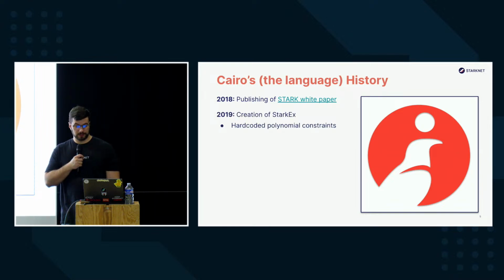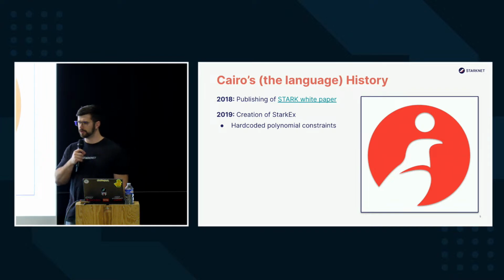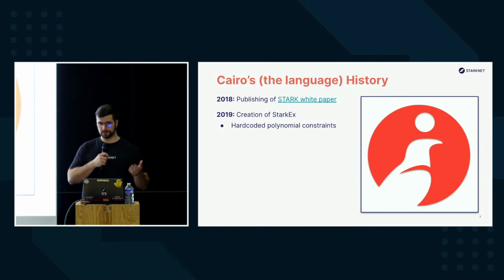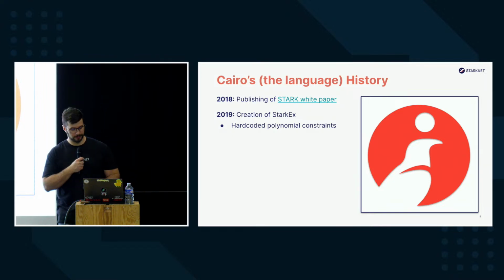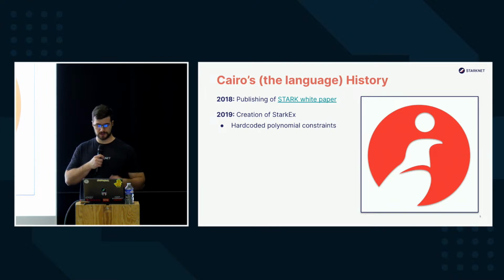Then in 2019, we have the creation of StarkEx. If you remember, I think in the first session we mentioned it, this is the scaling engine that is powering projects like Immutable X, dYdX, and so on. And the first version of StarkEx was basically hard-coded polynomial constraints written by hand. And this was feasible back then because the features that we needed were limited, and we basically needed perpetuals and trading, and it made sense.